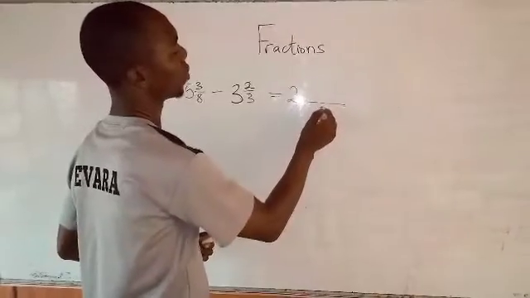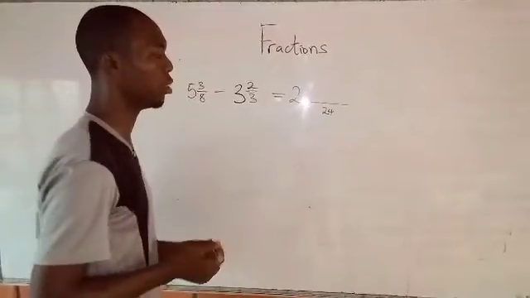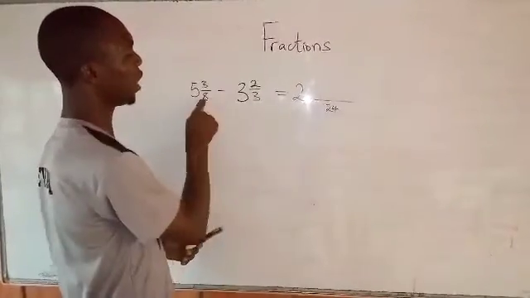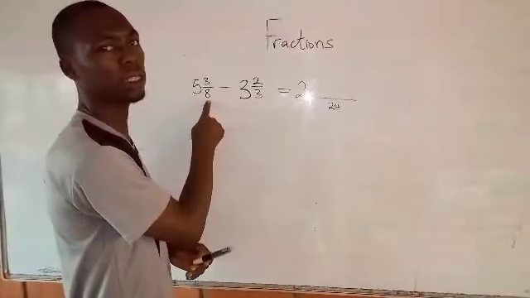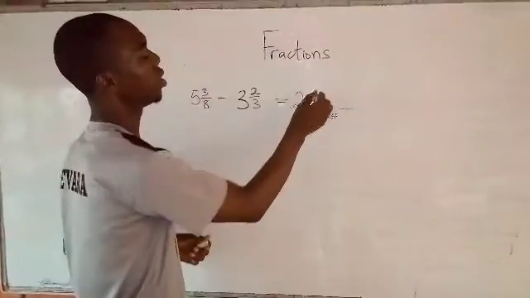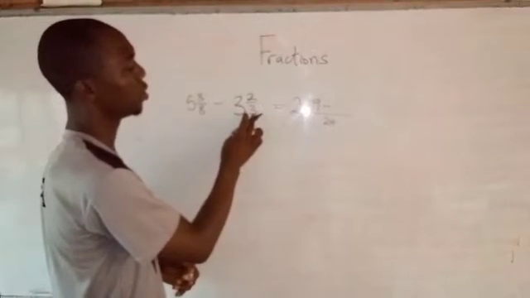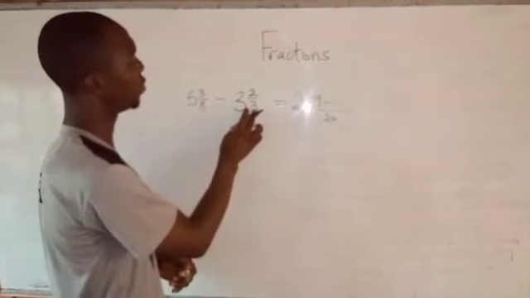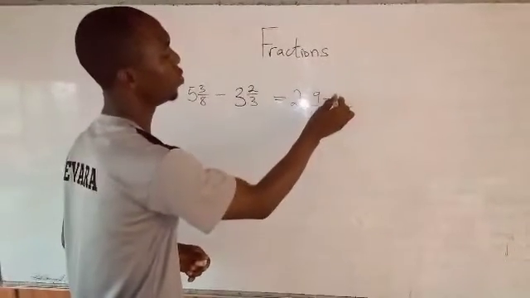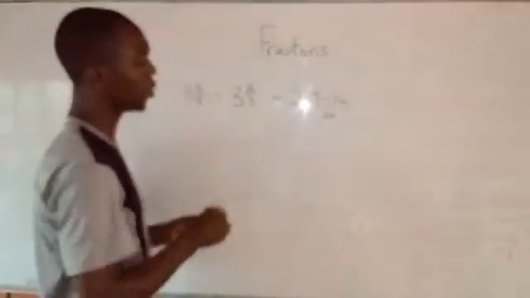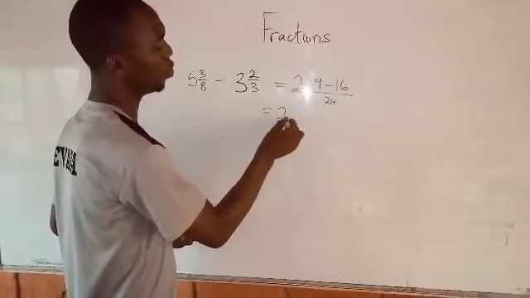So 24 is our LCM. So 24 divided by 8 is 3, multiplied by 3 is 9. 24 divided by 3 is 8. 8 multiplied by 2 is 16. So now we have two whole number.